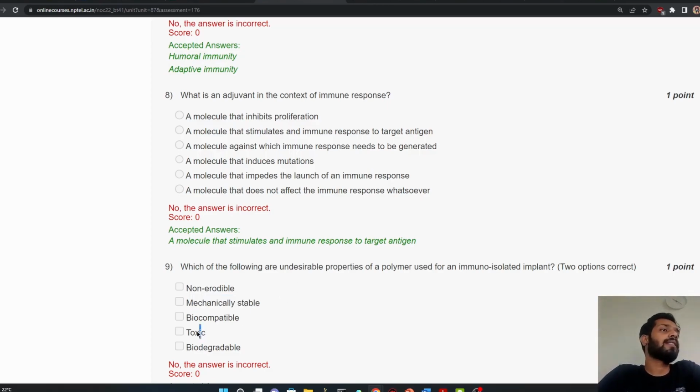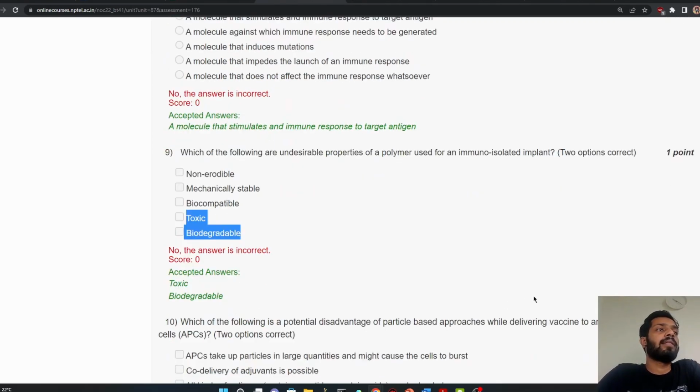Should it be toxic? No, it cannot be toxic, right? So if it is toxic, the patient is going to die. So it cannot be toxic and it cannot be biodegradable. Okay.